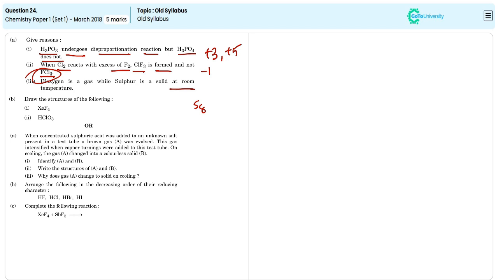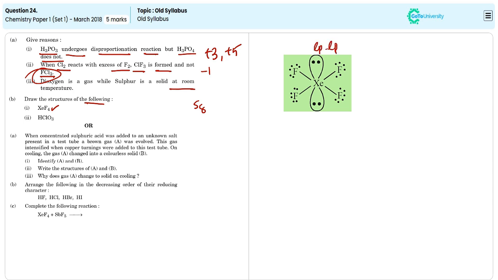In the second question, we have to draw the structures of the given compounds. The first one is xenon tetrafluoride, which has a square planar geometry because xenon contains 8 electrons. Among the 8 electrons, 4 are used to make 4 covalent bonds with fluorine atoms, so 2 lone pairs will be there on xenon. Due to lone pair-lone pair and lone pair-bond pair repulsions, the geometry will be square planar.